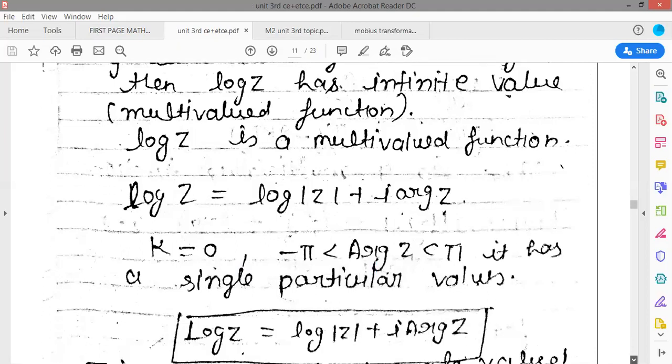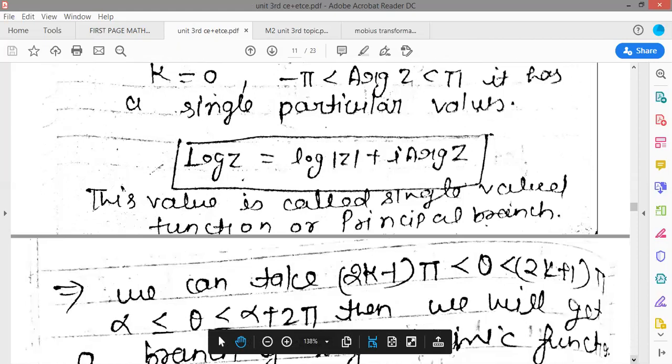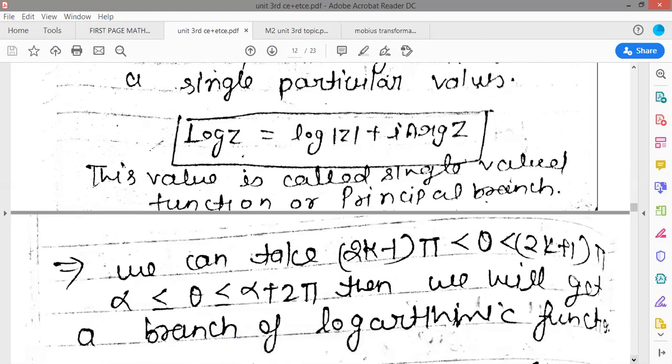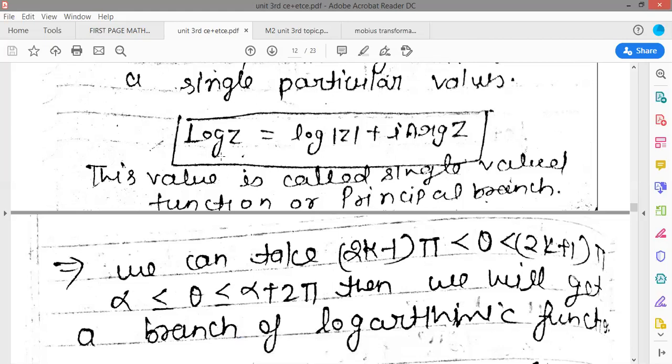Now log z is a multivalued function, as we have already discussed. If k is equal to 0, so minus pi less than argument of z less than or equal to pi, it has a single particular value. That is called your principal branch. So capital Log z is equal to small log mod z plus i argument z. This is your principal branch. If k is equal to 0, then you have a single valued function, a principal branch, and your log will be changed into capital Log z. So capital Log z is your principal branch.